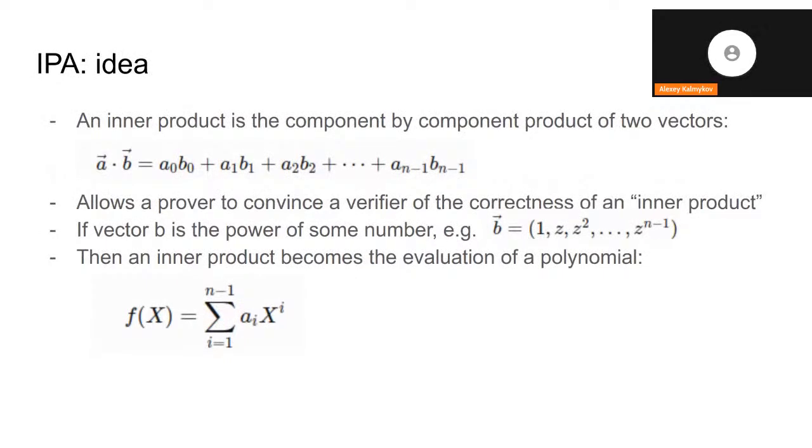What is the idea behind the IPA, inner product argument? The inner product is the product of two vectors that gives us a scalar. We multiply them component by component, and we get the scalar value. Originally, the inner product argument was used for vectors, for a prover to convince the verifier that it knows the vectors with the inner product given to the verifier. However, if we pick one of the vectors as the powers of some number, the inner product becomes the evaluation of a polynomial. So instead of just multiplying vectors, we can look at it as an evaluation of a polynomial.